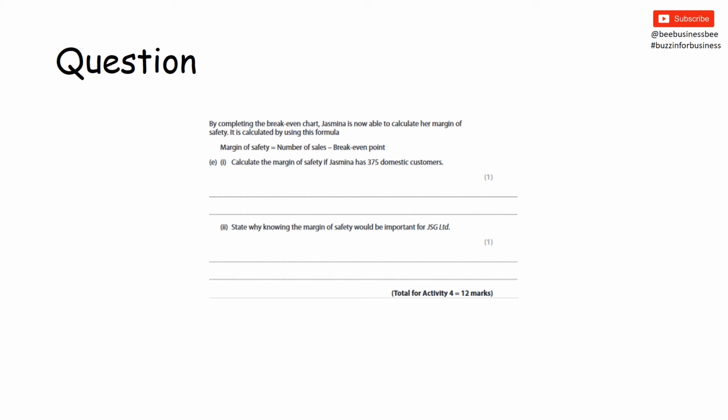So now you can move on, and this part of the question says, calculate the margin of safety. Margin of safety, remember, is the difference between the actual number you sell and your break-even point, and then you need to state why the margin of safety is important. You've been given the formula to help you do that as well. Pause the video while you have a go at that. Use your data from the previous question. And now let's take a look at the answer.